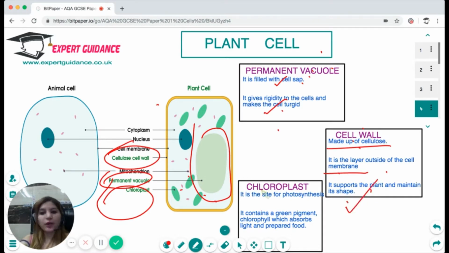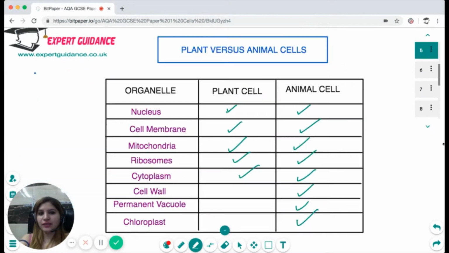The chloroplast is the site of photosynthesis, because it contains a green pigment called chlorophyll, which absorbs sunlight and converts the light energy into chemical energy, making food. Okay, so you should know the difference between an animal cell and a plant cell.